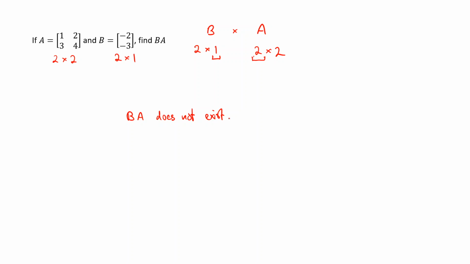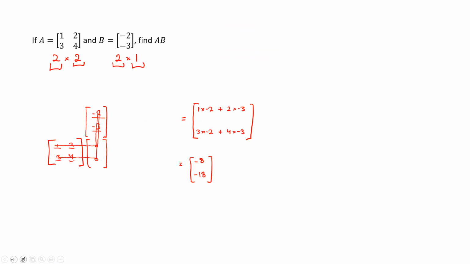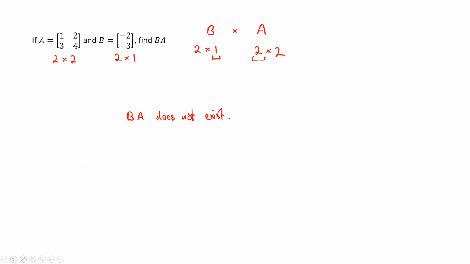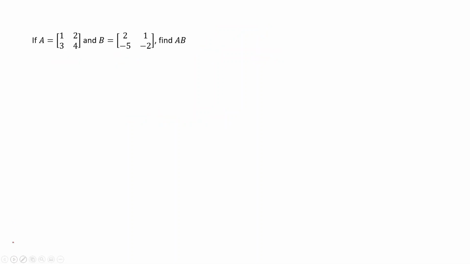For the simple fact that the number of columns of B does not match the number of rows of A. So the order in which you multiply matrices matters. We're able to find A times B, as you can see here, but we can't find B times A because of the size of the corresponding matrices. All right, let's do another example. So here I've got two what we call square matrices, so they're both 2 by 2.